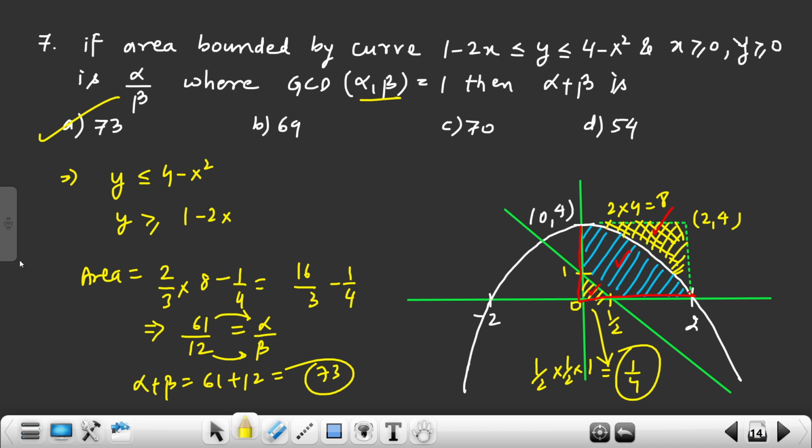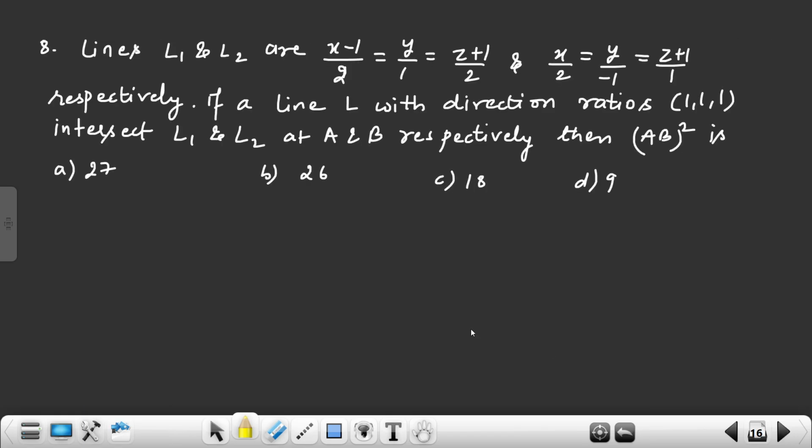It is also kind of easy. No such use of integration. We can simply solve by using common sense logic values. Right? Now let's move to the eighth one. The eighth one is also a very easy question.